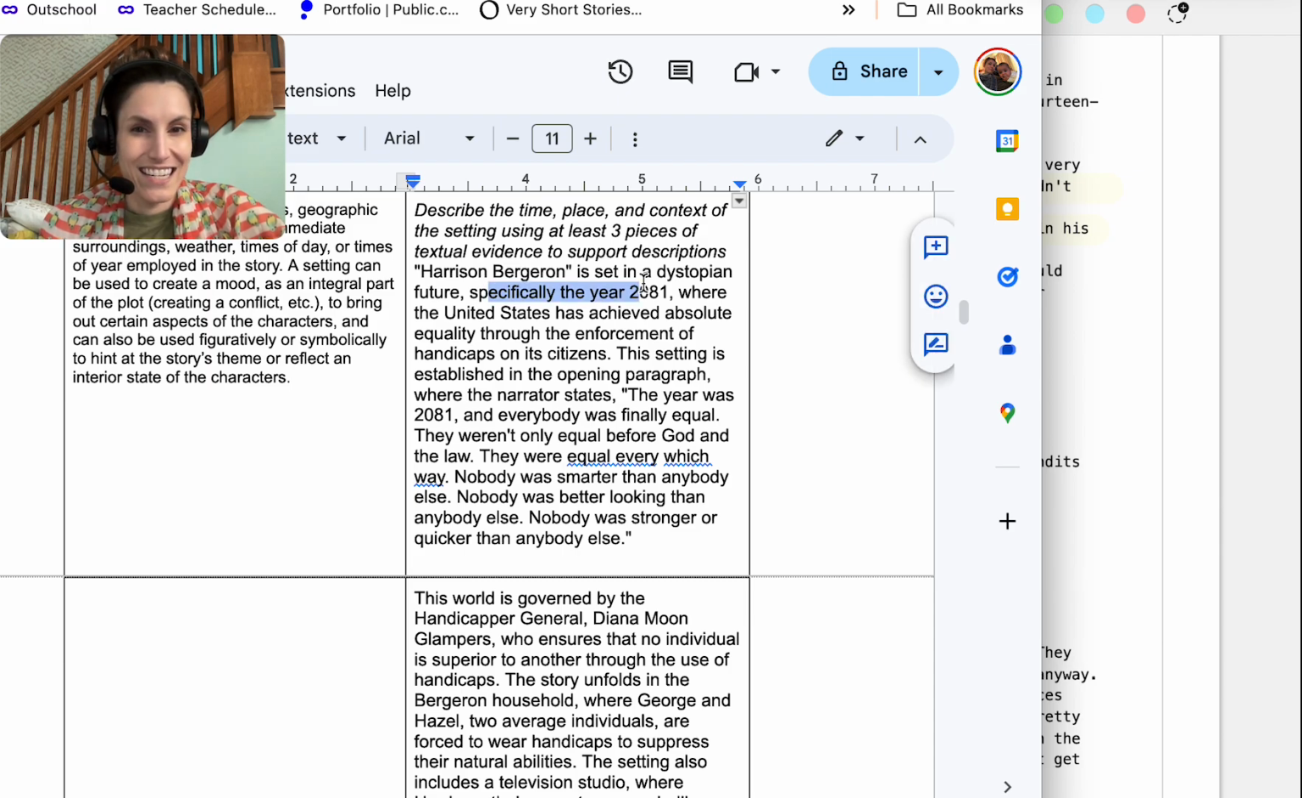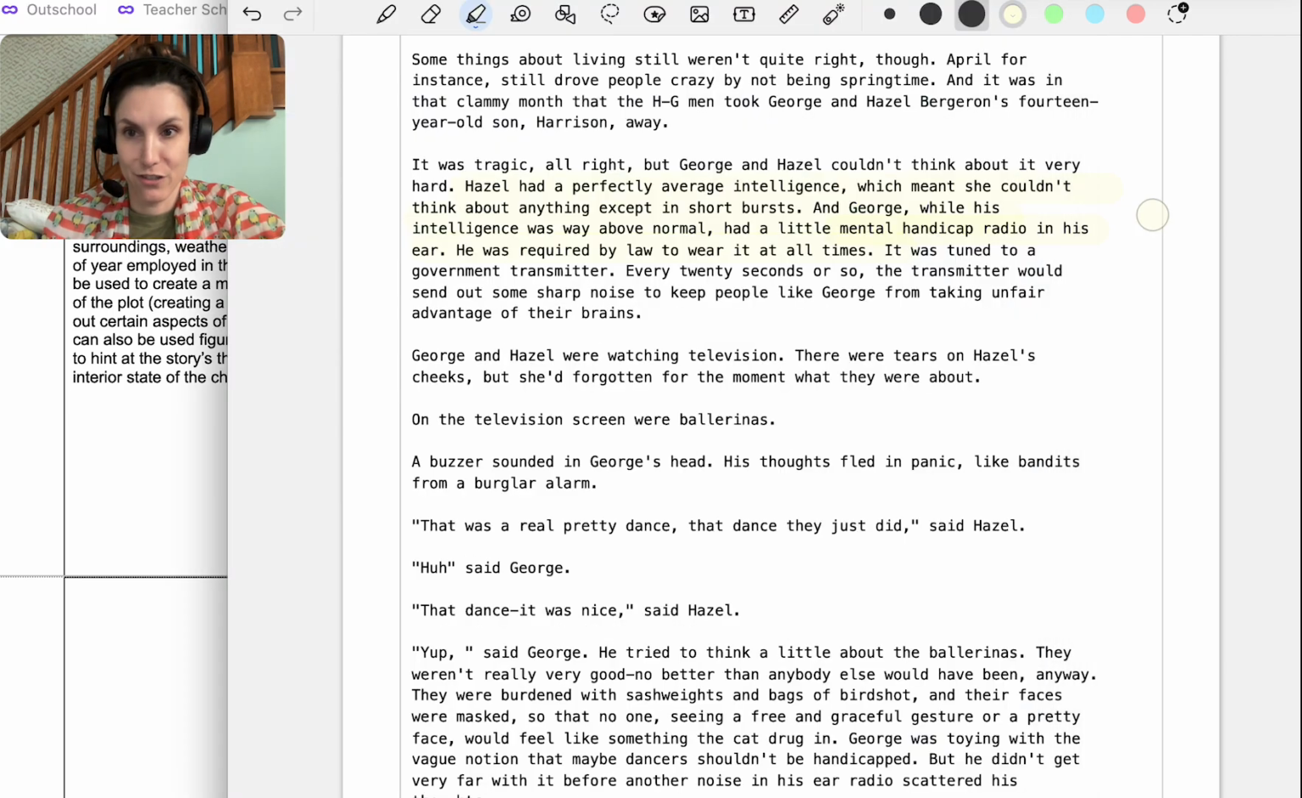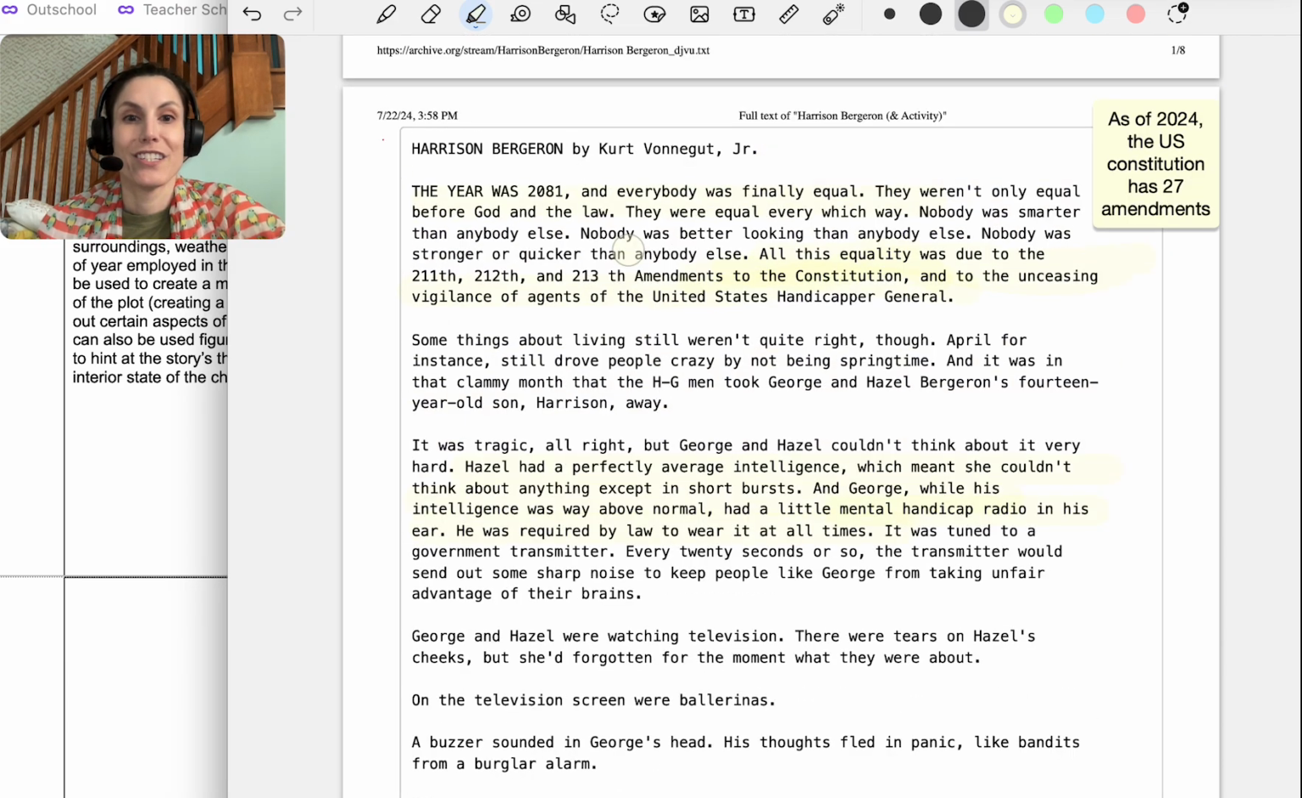Now, it is the year 2081, which technically is about 55 years away for us, but for Kurt, it would have been over 100, about 120 years away. Also interesting to know, we're on our 211th amendment. As of 2024, there are 27 amendments in the United States Constitution. So that gave us an idea even if he didn't tell us it was 2081.